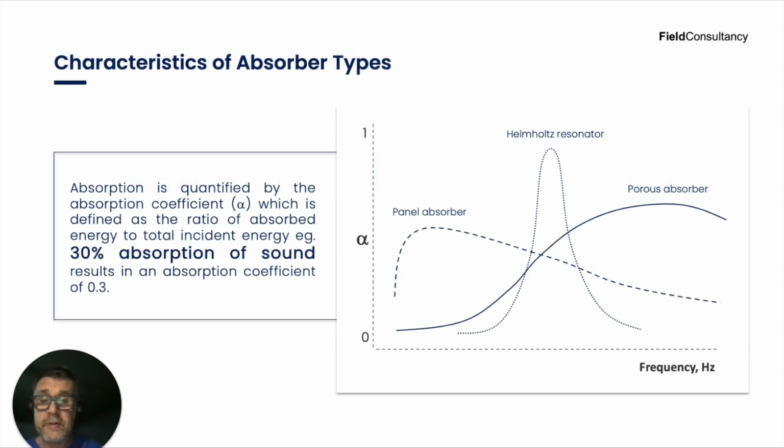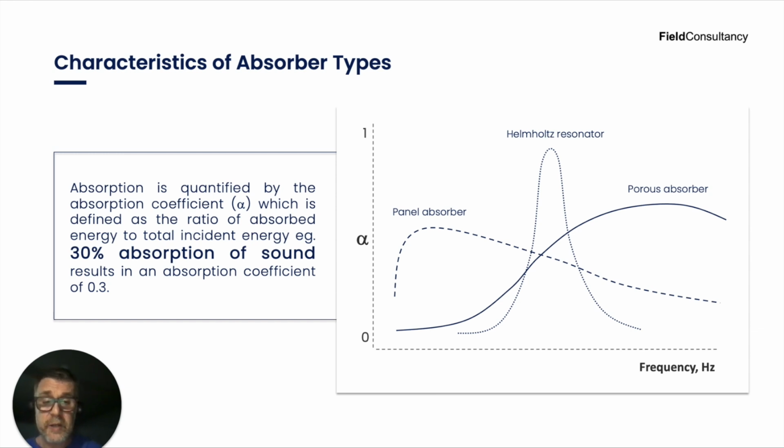Let's look at the characteristics of these three different absorber types. First of all, let's define what the sound absorption coefficient is. The sound absorption coefficient is defined as the ratio of absorbed energy to the total incident energy on a surface. For example, 30% absorption of sound results in an absorption coefficient of 0.3. So the range of sound absorption of materials is 0 to 1.